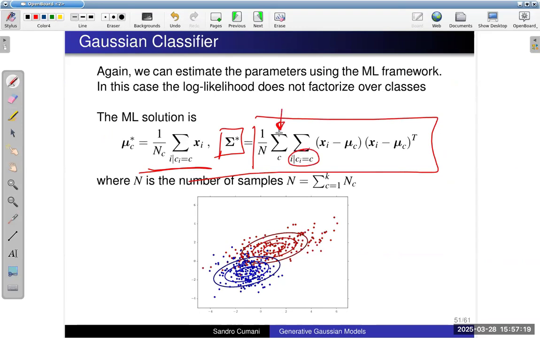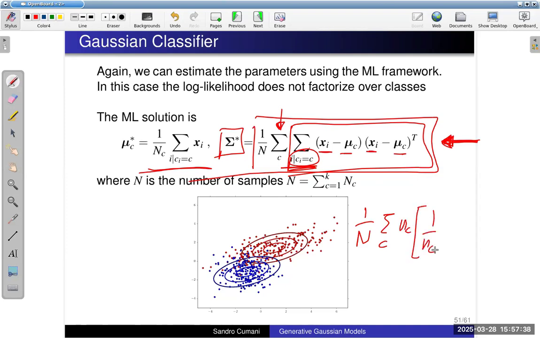But for the covariance matrix, now we get this expression that depends on the samples of all classes. It's a sum over classes of what? Here I consider the samples of each class and compute x_i minus mu_c times x_i minus mu_c transpose. Now, I hope that you remember we already saw this at some point. So I will rewrite it in this way. And n_c is the number of samples for the class c.